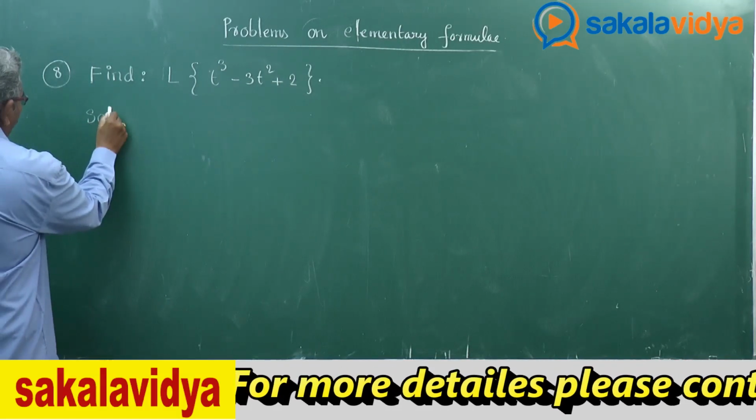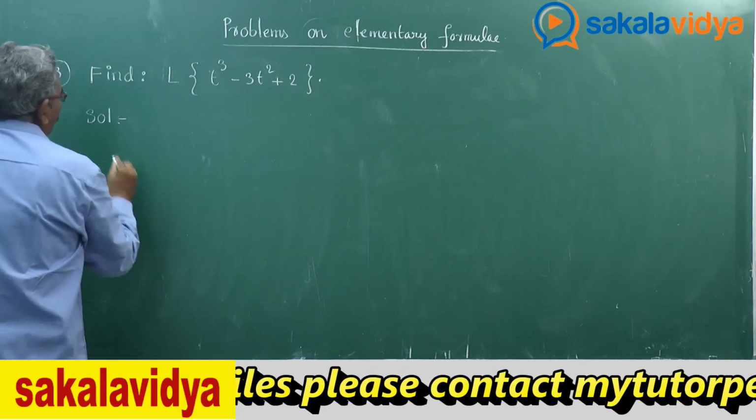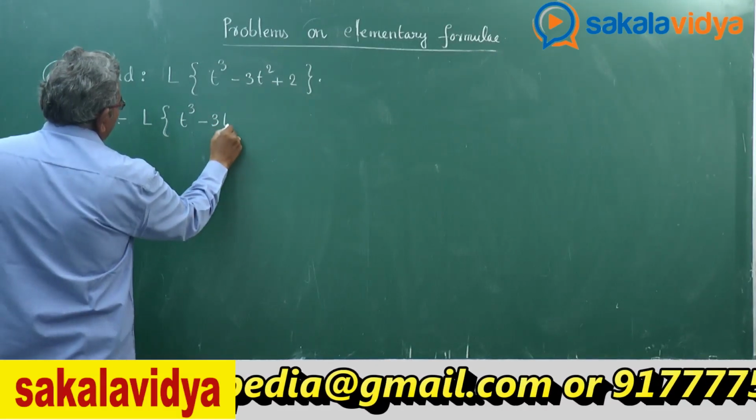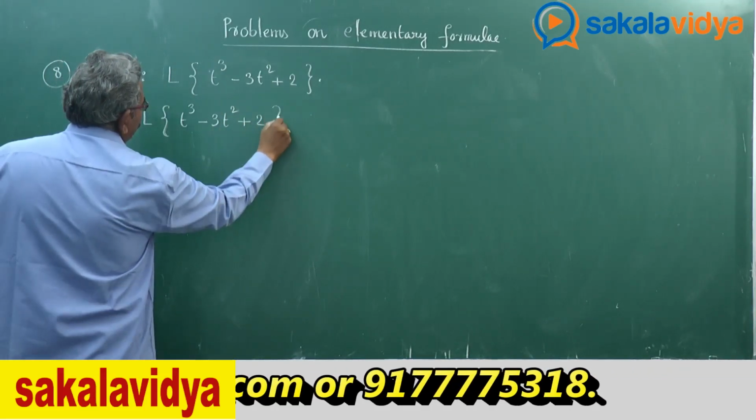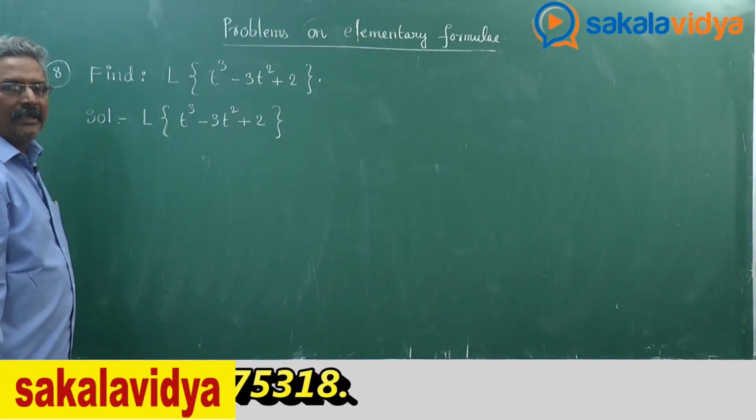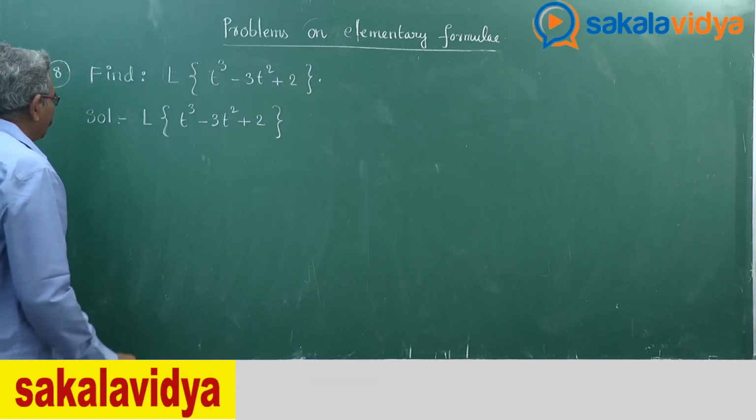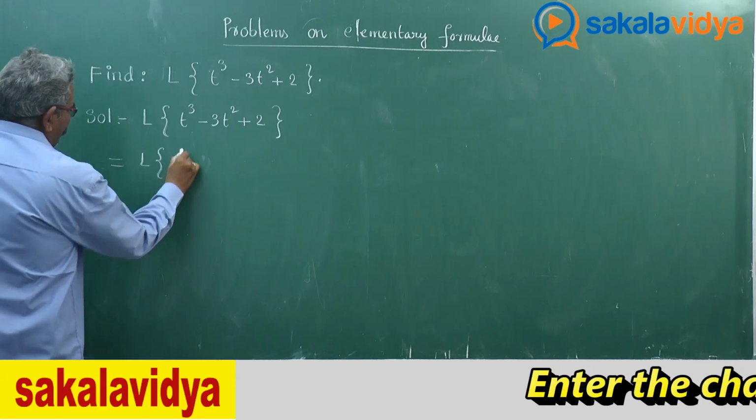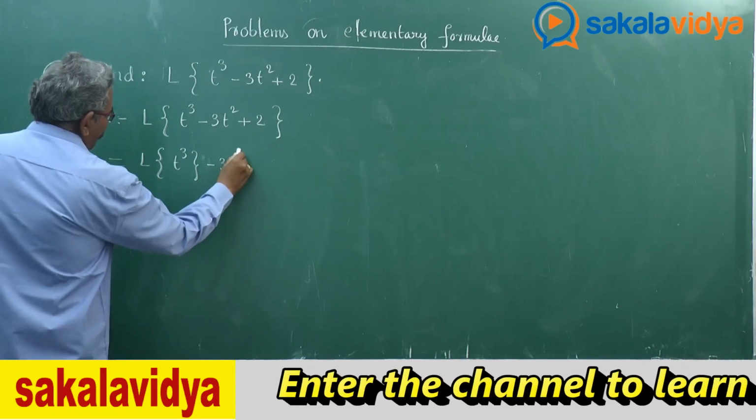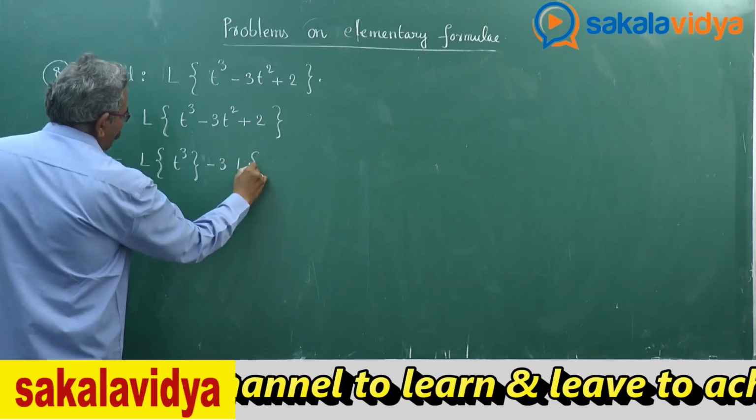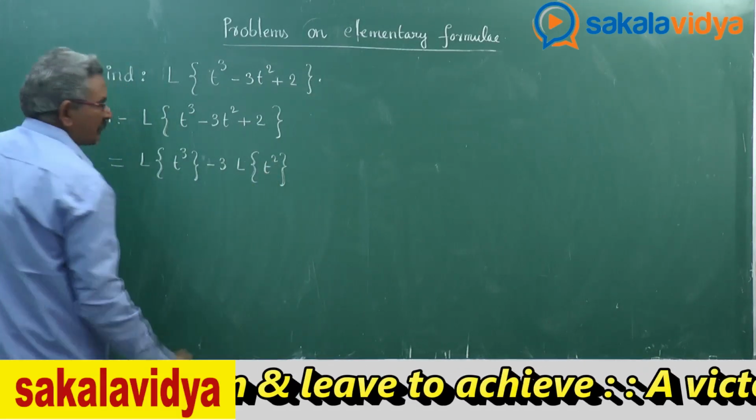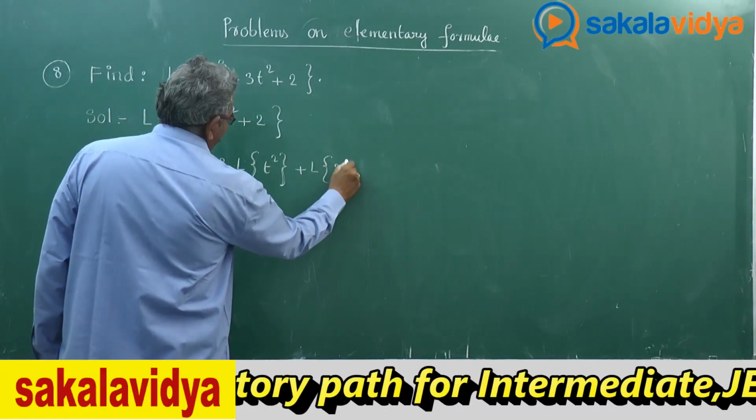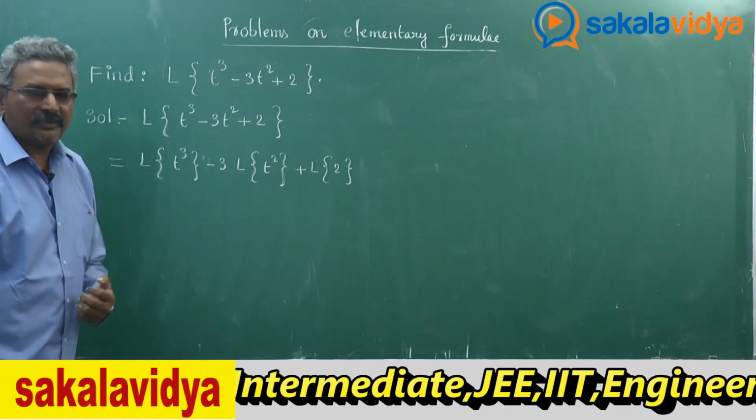Solution. Laplace transform of t cube minus 3t square plus 2. Applying the linearity property here: the Laplace transform of t cube, minus 3 times the Laplace transform of t square, correct, plus the Laplace transform of 2, or 2 times the Laplace transform of 1, also we can write it.